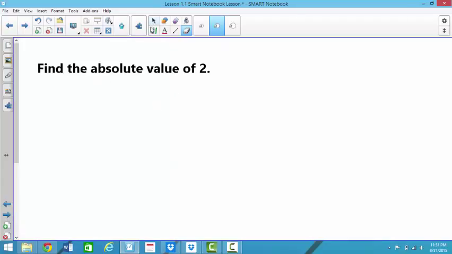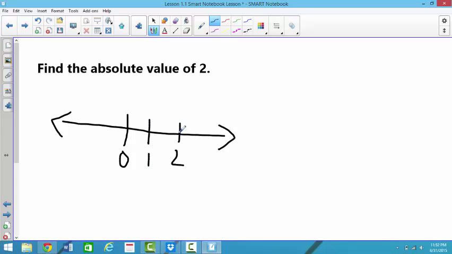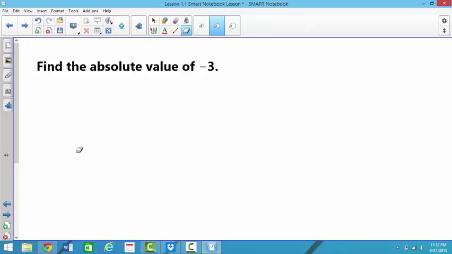If I want to know what the absolute value of 2 is, how could I do that? Well, you draw your number line, and if this is 0, that's 1, and that's 2. How far away is 2 from 0? 1, 2. So the absolute value of 2 is equal to 2, a positive 2, because it's 2 away from 0.